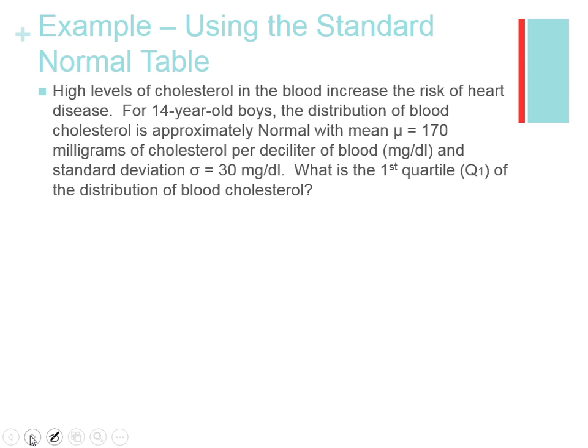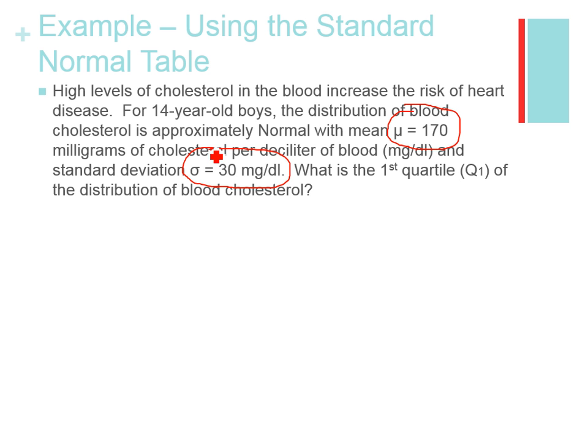So once again, just some application type things here. Here's another one, a little bit different. The question says, high levels of cholesterol in the blood increase the risk of heart disease. For 14-year-old boys, the distribution of blood cholesterol is approximately normal, with a mean of 170 milligrams of cholesterol per deciliter of blood, and a standard deviation of 30 milligrams per deciliter of blood. The question says, what is the first quartile of the distribution of blood cholesterol?